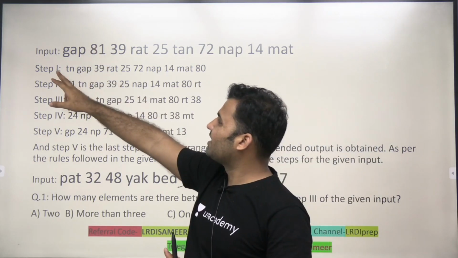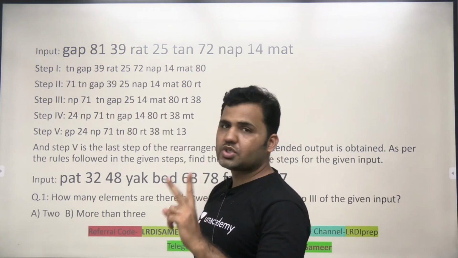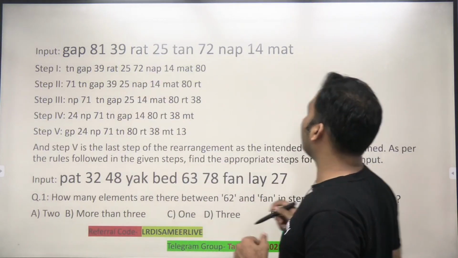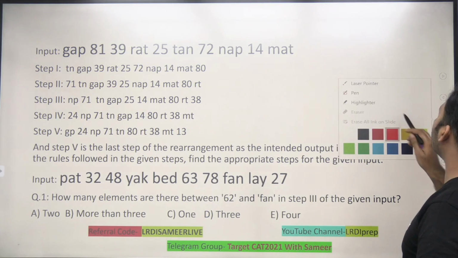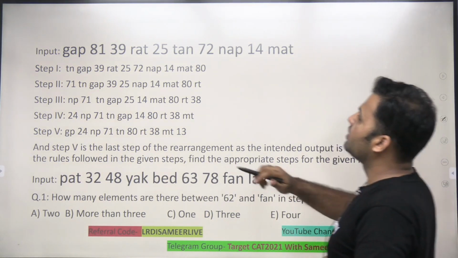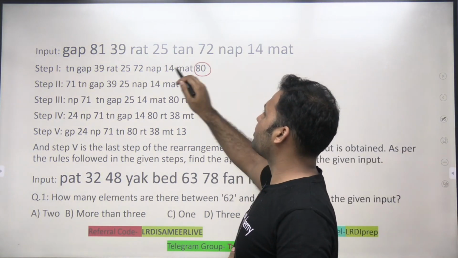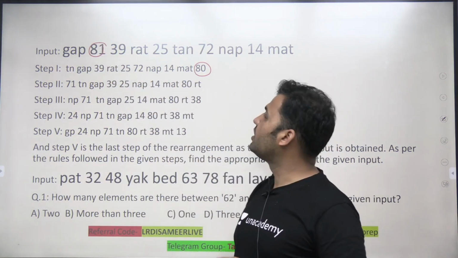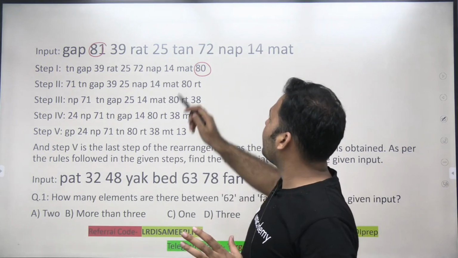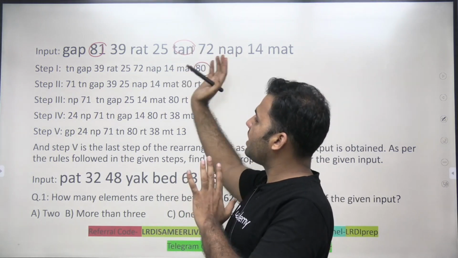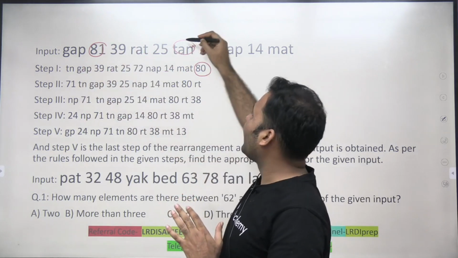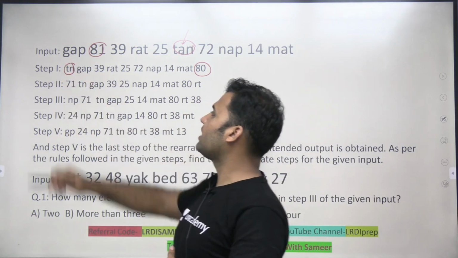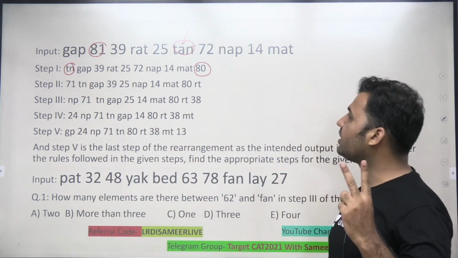And if you compare step 1 with the input, you see that 2 changes are happening. One is the highest number, that is 81. The highest number 81 is getting shifted to the last position, right? So 81 has been shifted to the right hand side and the number 1 has been reduced from it. And then the word tan has been taken on the leftmost position and the letter A has been removed from it, right? So 2 changes are happening in the input.